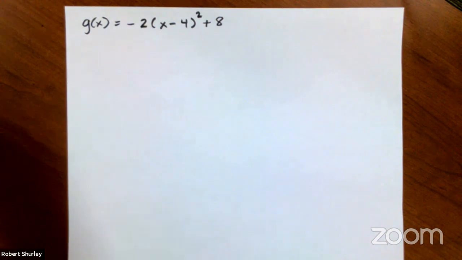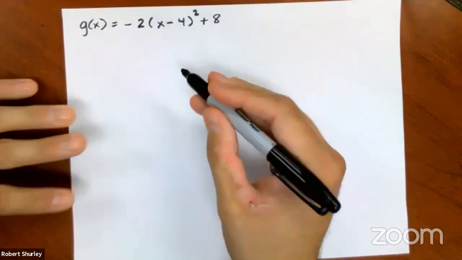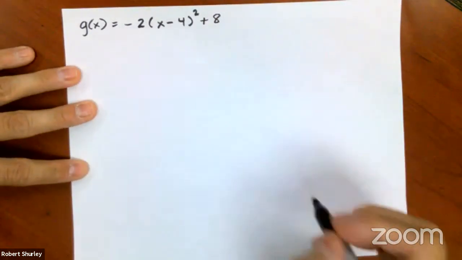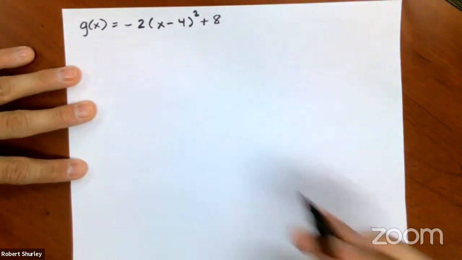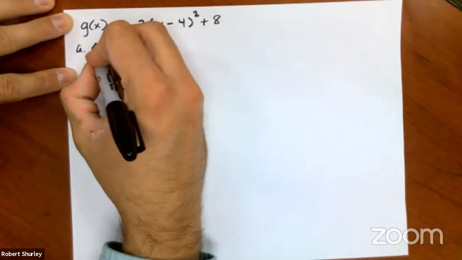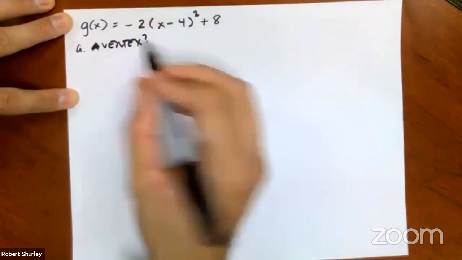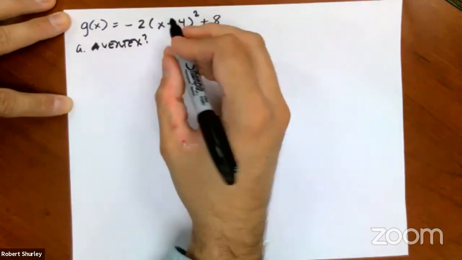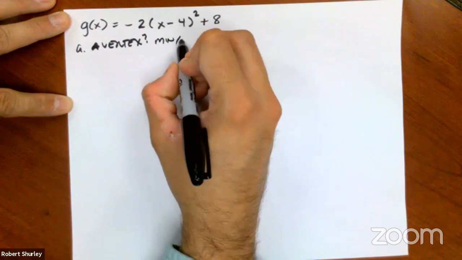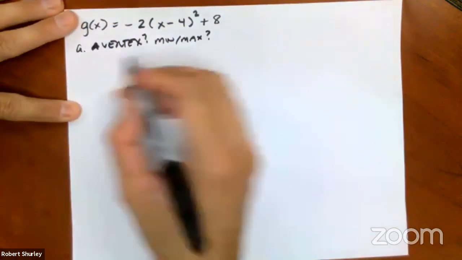And now I'm going to ask you a lot of stuff here, okay? If you want to start answering these as I'm going, that's fine. But I'm going to fill up this page with just questions. First, what's the vertex here? And with that, I want to know if it's a min or a max before I graph it, okay?